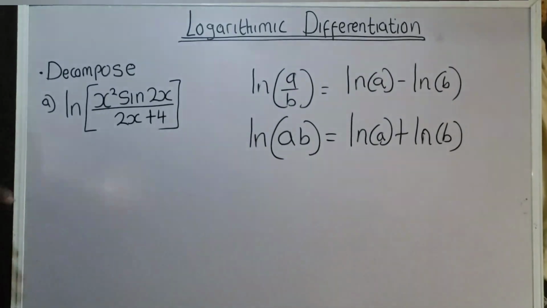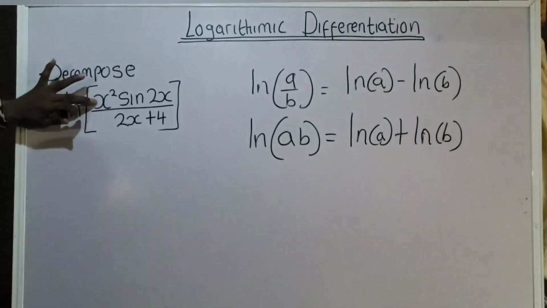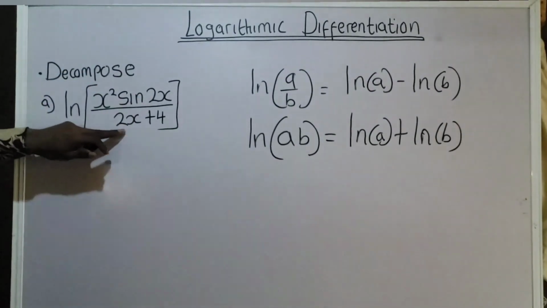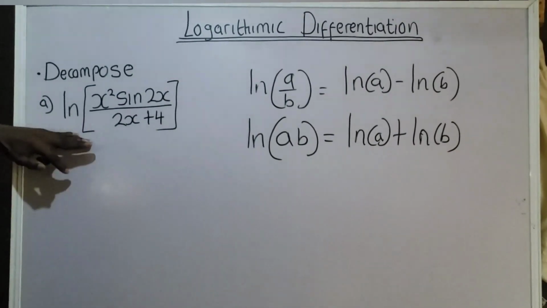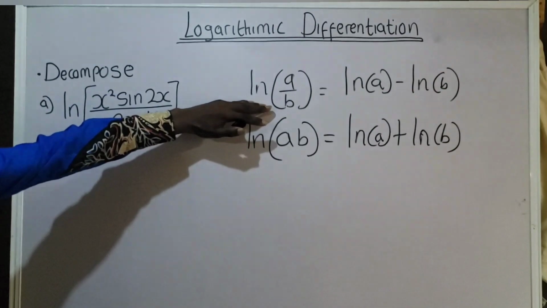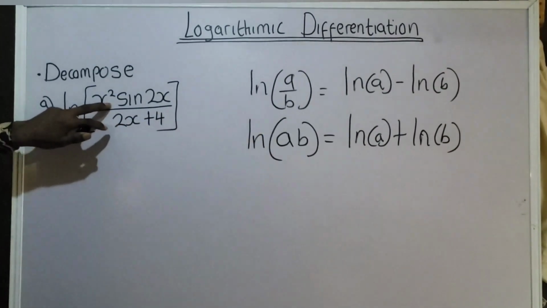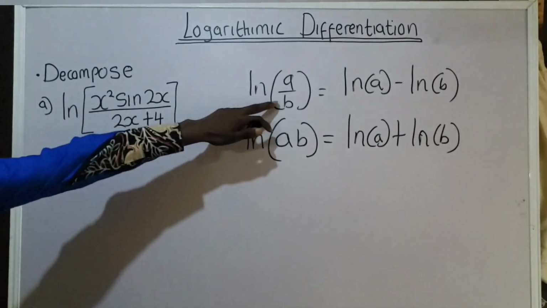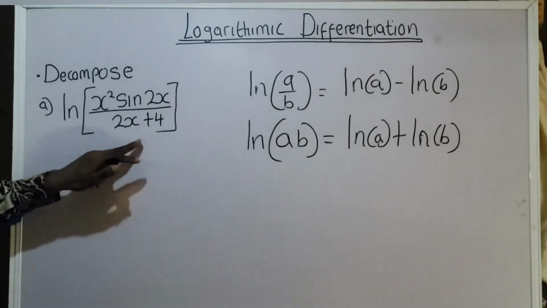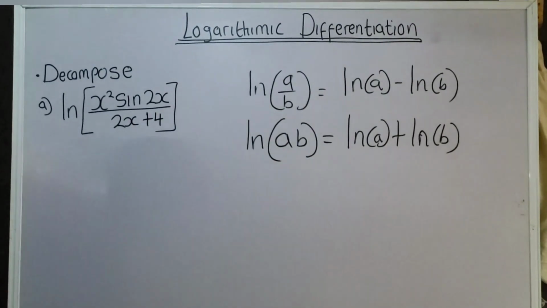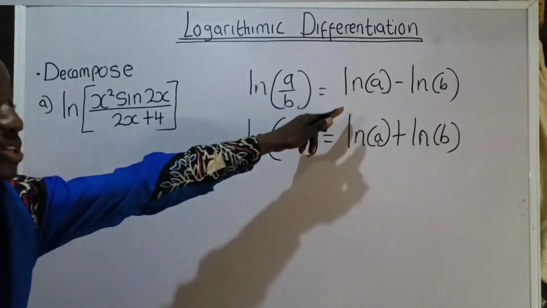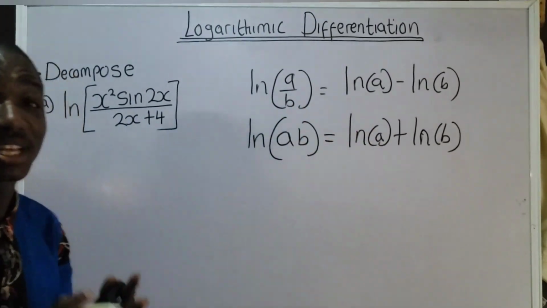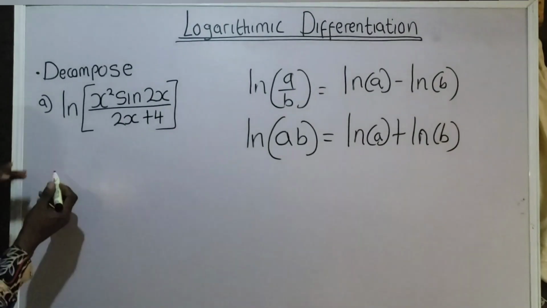You can see that the component that we have here is x squared sine 2x all over 2x plus 4. If you compare this question with this rule, you can see that A is x squared sine 2x and B is 2x plus 4. And I told you that according to the law of logarithm, natural log of A over B is also the same thing as natural log of A minus the natural log of B. Okay, now let us proceed.